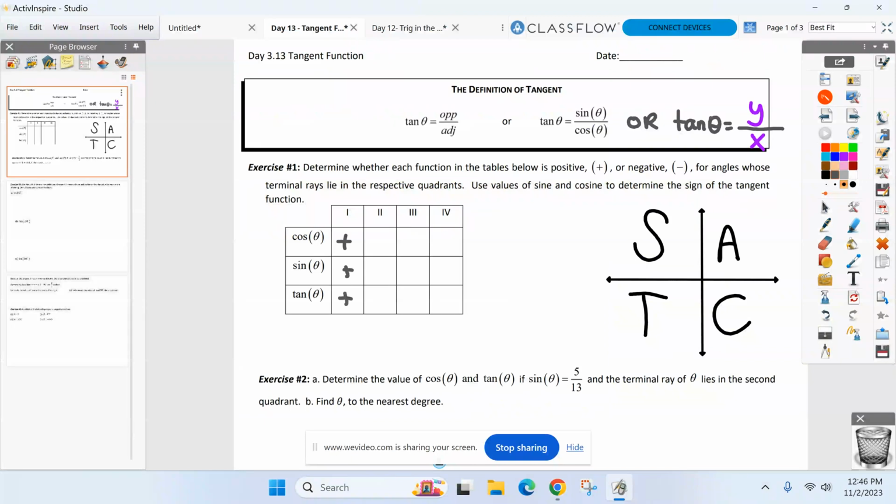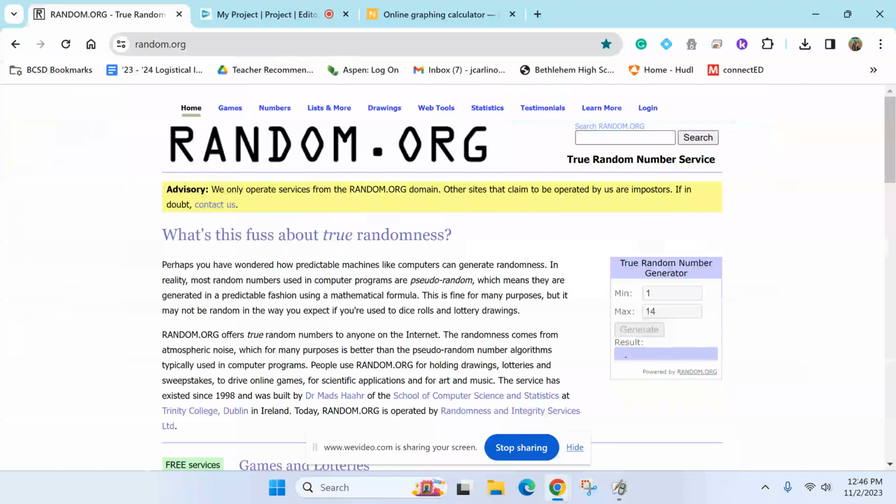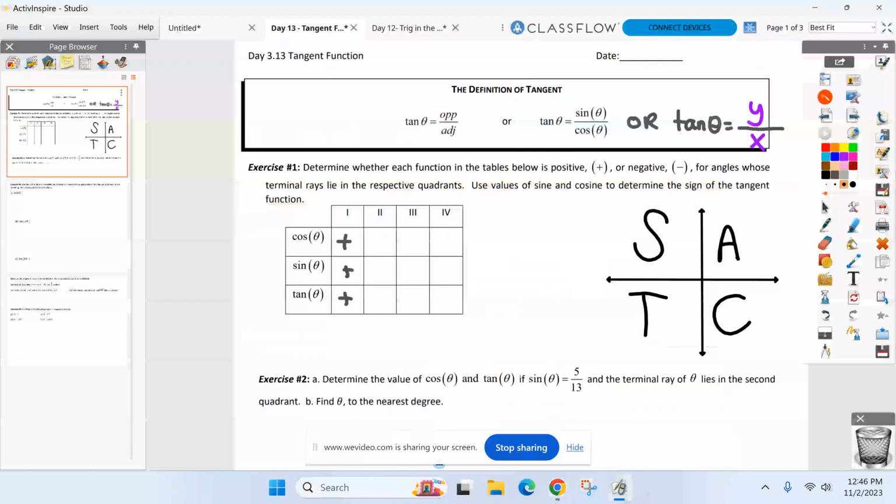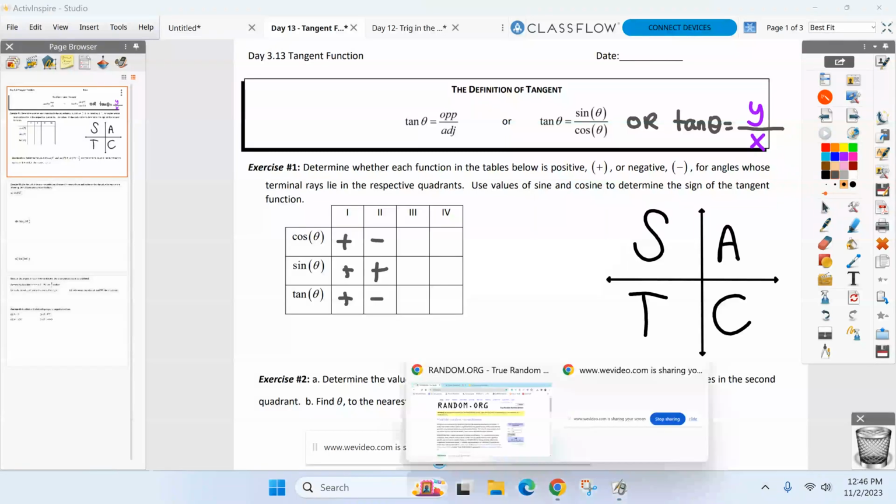What's positive in quadrant 2 now? Isabel, what's positive in quadrant 2? I know that sine is positive. Correct. And that's it. Meaning everything else is negative. Sine is the only thing positive in quadrant 2. Everything else negative.